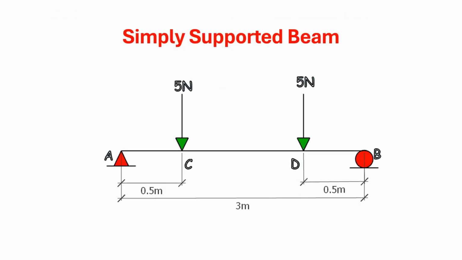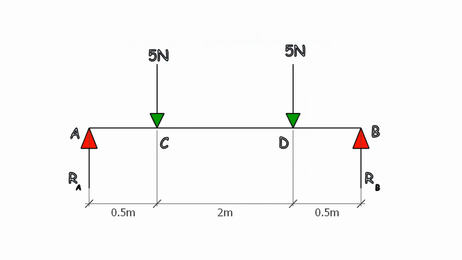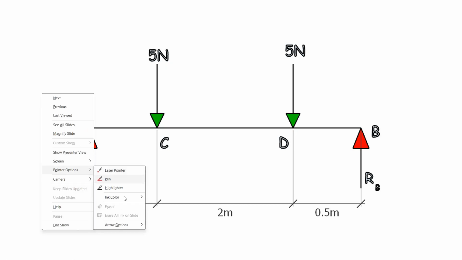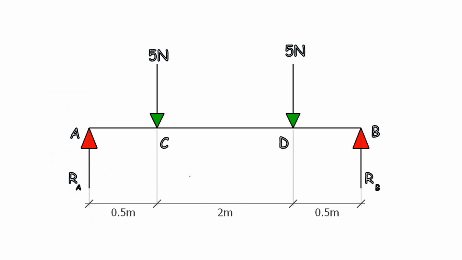Now proceeding further, this is the simply supported beam that was depicted in the first slide. Here you can see that we have the reactions RA and RB. Now let's define what is meant by shear force. Shear force is the summation of all vertical forces at any particular cross section, and the bending moment is the algebraic sum of all moments acting at a particular section. So these are the basic definitions of shear force and bending moment.